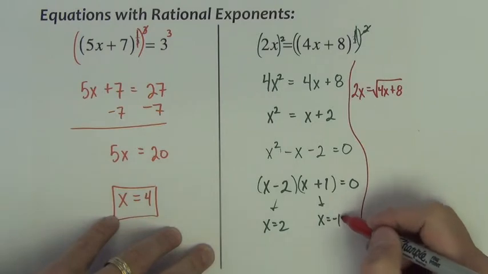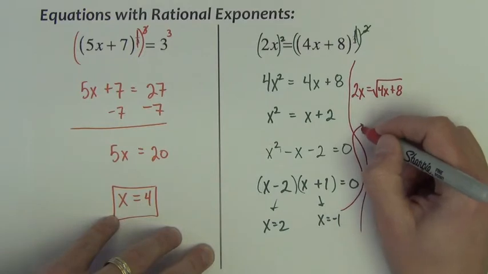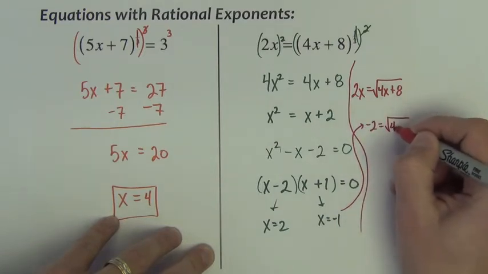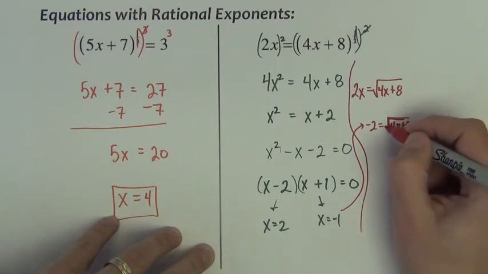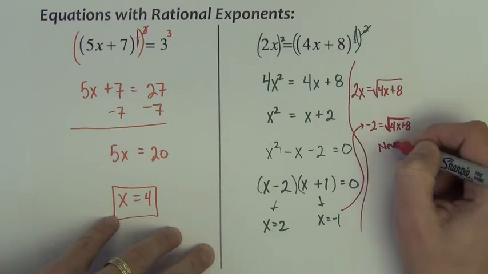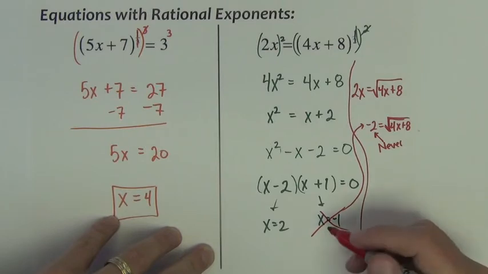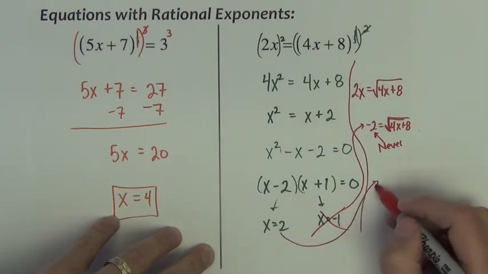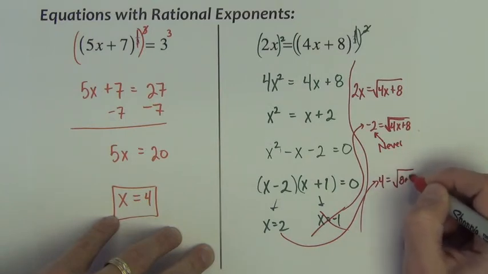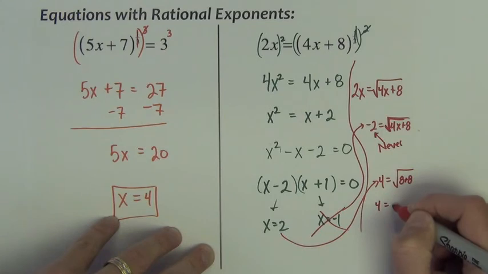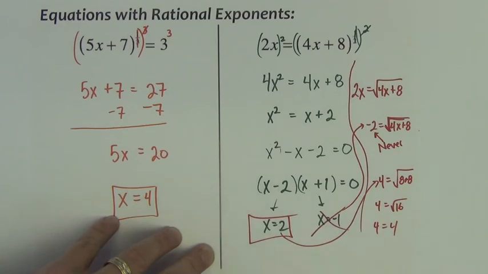Well, look what happens when we plug in the negative 1. The negative 1 substitute in for x gives negative 2 equals the square root of 4x plus 8. I didn't even plug it in here because I don't have to. The square root of anything is never negative. That's out. Okay, so let's just check the 2 then. That would make 4 equals square root of 8 plus 8, which is 4 equals square root of 16. 4 equals 4. Absolutely, that works.